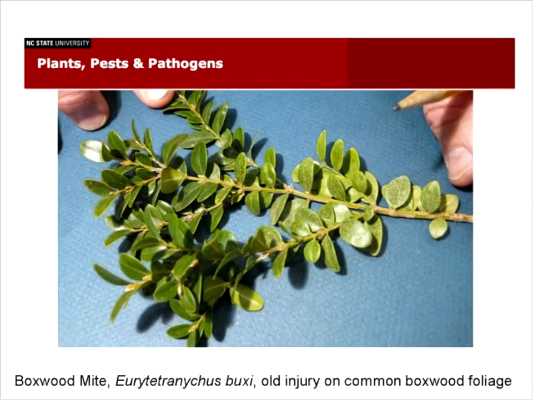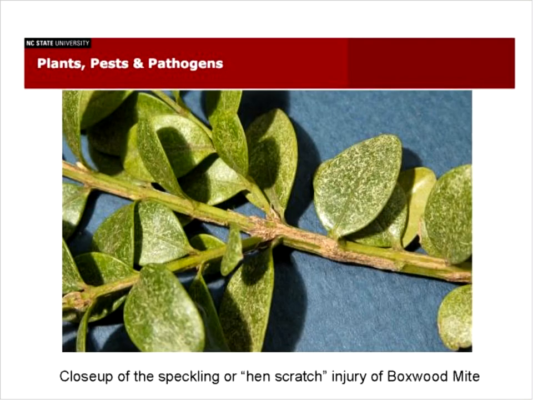So I want to talk a little bit about boxwood mite first, because this is something where you can see the damage year-round, even though the mites themselves have a fairly brief window of activity. This is a couple of years' growth on a common boxwood, and you can see the lower, older leaves are more heavily damaged, and the younger leaves somewhat less so. A little bit of a close-up here.